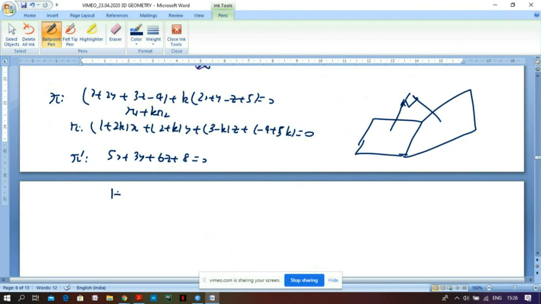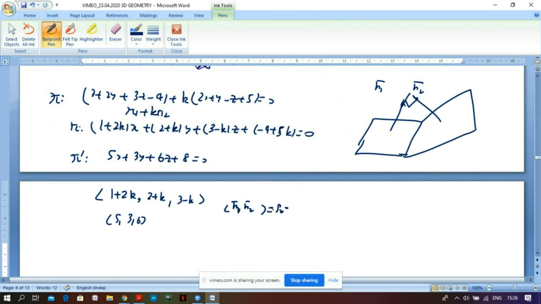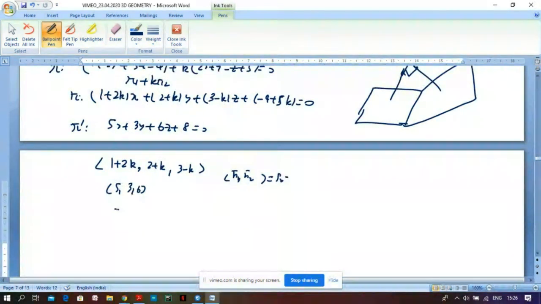This pi has direction ratios of its normal as 1 plus 2k, 2 plus k, and 3 minus k. And this normal is 5, 3, and 6. So if planes are perpendicular, then their normals n1 and n2 are also perpendicular. So the angle between n1 and n2 is 90 degrees, and we get the dot product is 0. So 5 times (1 plus 2k) plus 3 times (2 plus k) plus 6 times (3 minus k) equals 0.